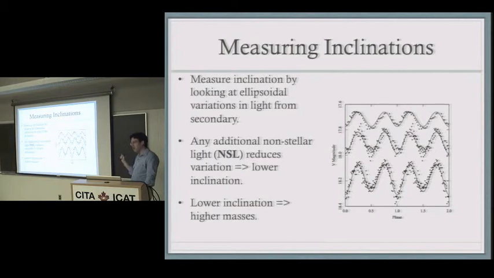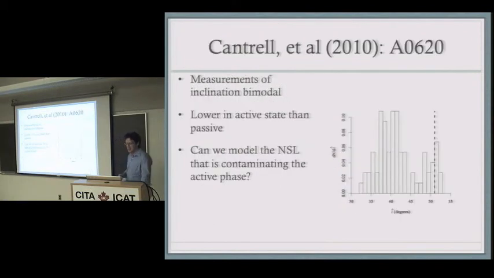So if you do not properly correct for the non-stellar light, you would think that the inclination is larger than it should be, because the amplitude of the variations is smaller. If the inclination is larger than it should be, the mass you measure is also larger than it should be. I think I said that backwards, but in any case, the point is that you get a biased mass estimate.